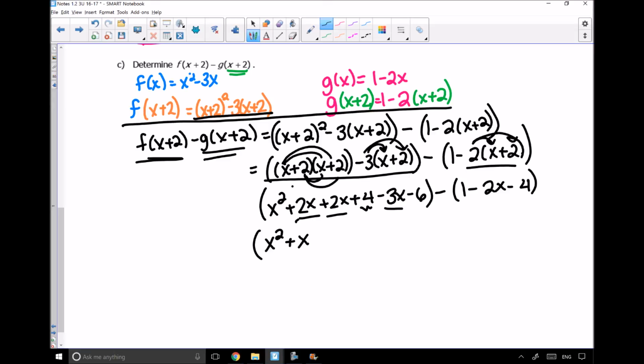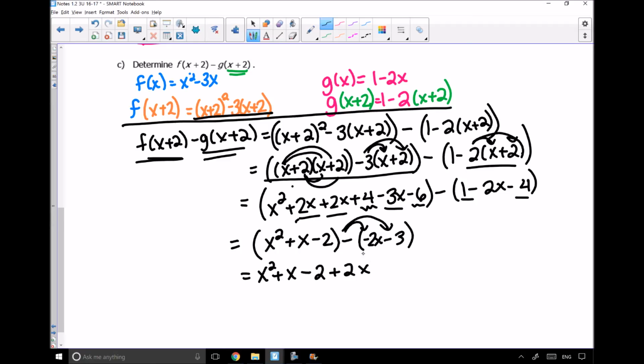Okay, and then this 4 and this negative 6 get put together and they become minus 2. Okay, and then I'm going to subtract over here. I can put the 1 and the negative 4 together and I get negative 3, and I've got negative 2x in front. Next thing I'm going to do is distribute my negative in between right here. So I end up getting x squared plus x minus 2 plus 2x, because this negative 2x becomes a positive, and then this becomes plus 3 because this negative 3 becomes a positive due to this negative in front right here. Last thing I'm going to do is put together my like terms, and then I'm all set to go.